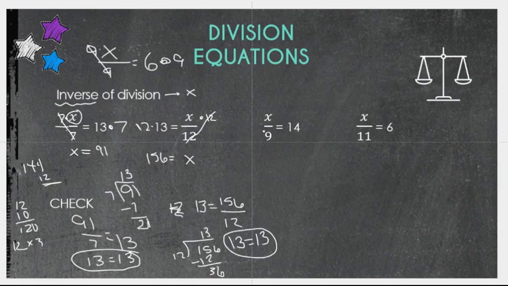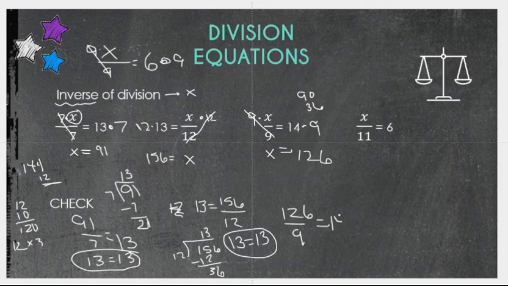Example 3, x divided by 9 is 14. X was divided by 9, so to undo that, we multiply by 9. Multiply by 9. Those drop out. Let's see, mental math with this one. 10 times 9 is 90. 4 times 9 is 36. So that gives us 126. And then we would go through the checking again. 126 divided by 9. I won't go through all the steps for that.